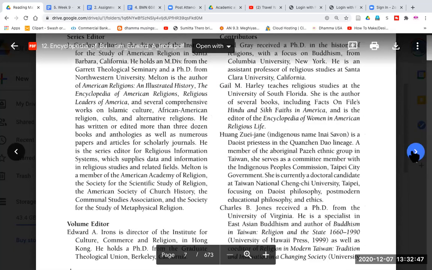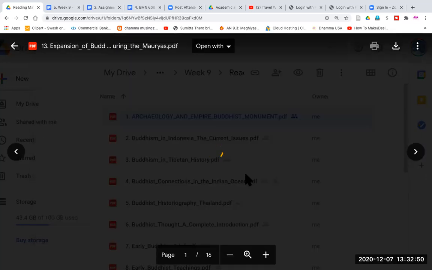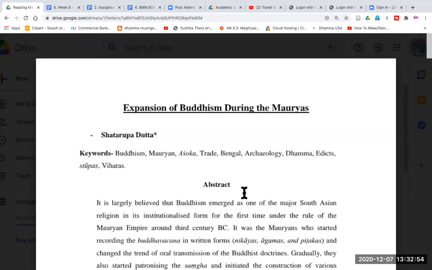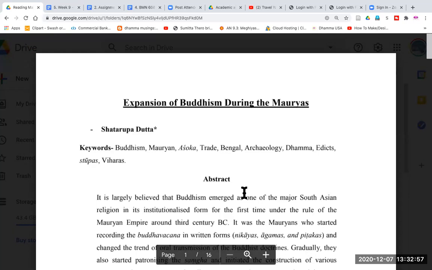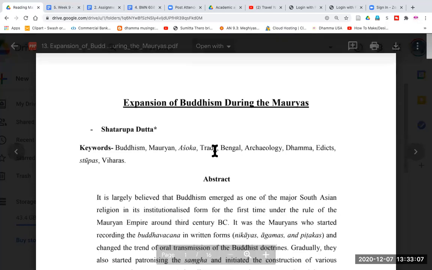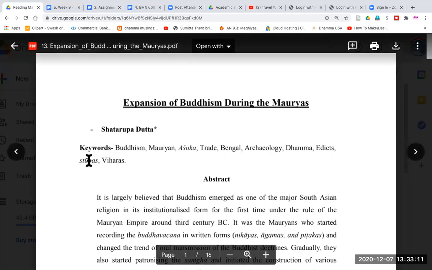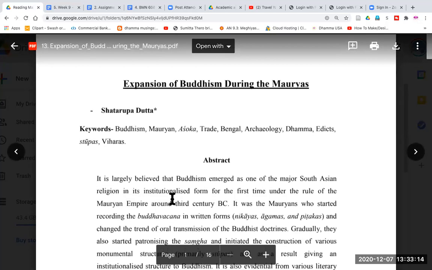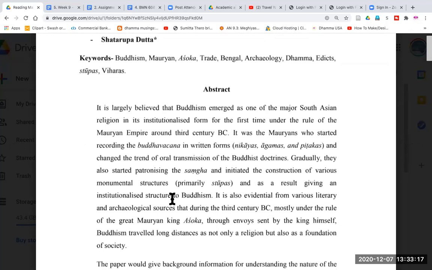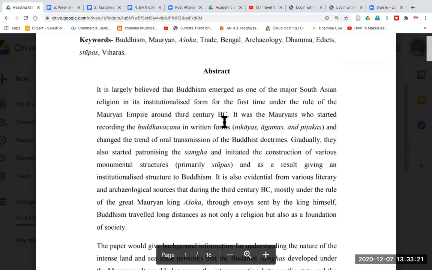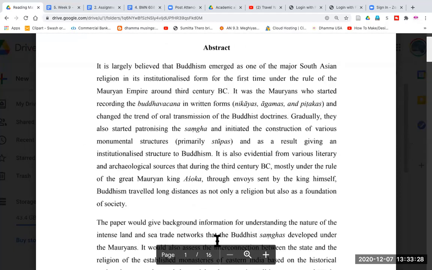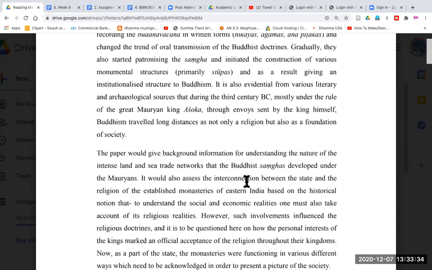This is number 12. And number 13, expansion of Buddhism during the Mauryas. As I mentioned before, this is an article about King Ashoka, Buddhism, Mauryan, Ashoka, trade, Bengal, archaeology, Dhamma, edicts, stupas, and viharas. So I think you can get some more idea about the contribution of Ashoka. As I mentioned, read the abstract, get some idea about the entire article, which is also not so long, just 16 pages. So hopefully this will also be helpful to you.